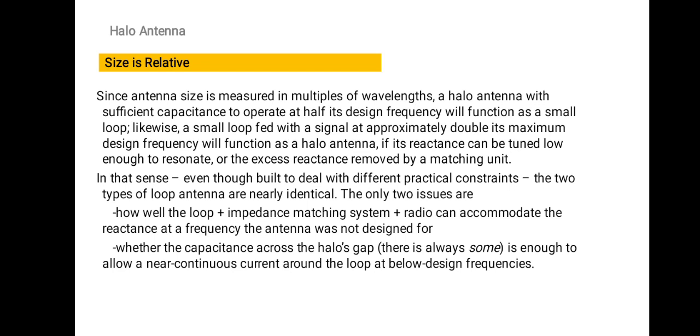In that sense, even though built to deal with different practical constraints, the two types of loop antenna are nearly identical. The only two issues are: number one, how well the loop plus impedance matching system plus radio can accommodate the reactance of a frequency the antenna was not designed for. Number two is whether the capacitance across the halo's gap is enough to allow a near continuous current around the loop at below design frequencies.